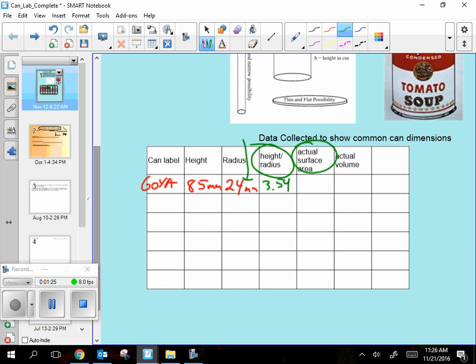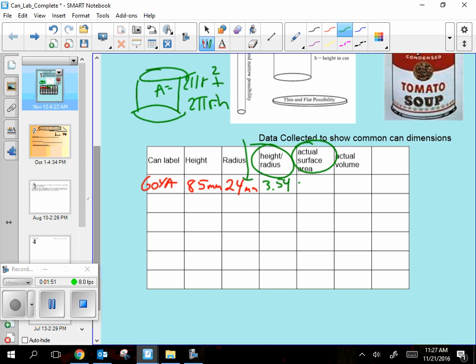So who knows the formula for the surface area of a can? 2 pi r squared is good because it's got 2 circles on it, top and bottom. So 2 pi r squared. You know the rest? Plus 2 pi r, because that's the circumference. Good. Times the height. Excellent.